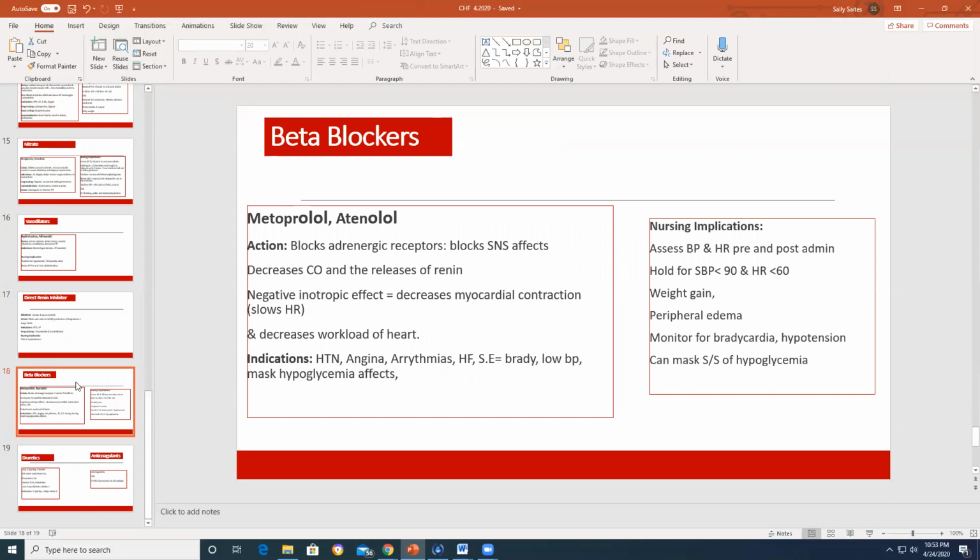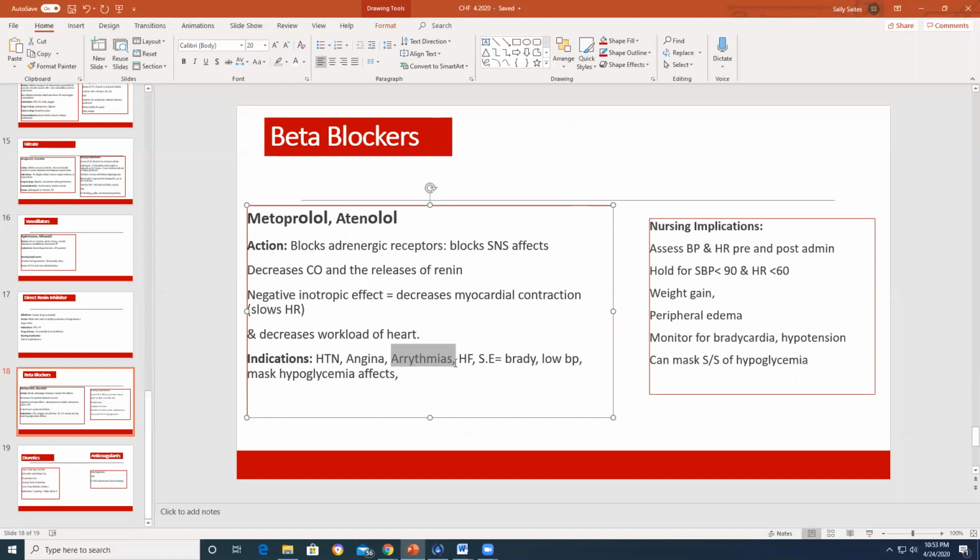So we've gone over our beta blockers. Beta blockers, just a couple of things to highlight here. Has that negative inotropic effect, so it decreases the myocardial contraction. So that's what slows the heart rate down, and it decreases the workload of the heart, which is good. Has lots of indications because it's a very good drug. Remember, it works on the sympathetic nervous system. So indications are hypertension, angina, arrhythmias.